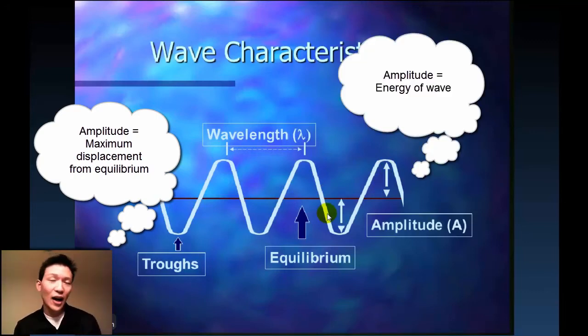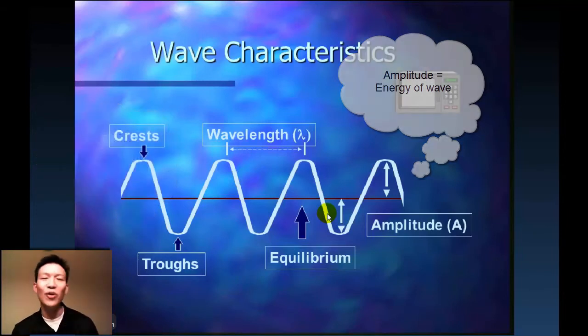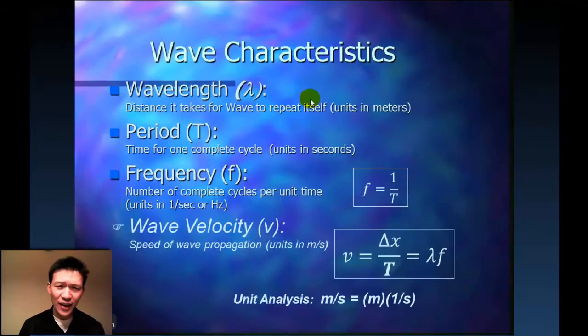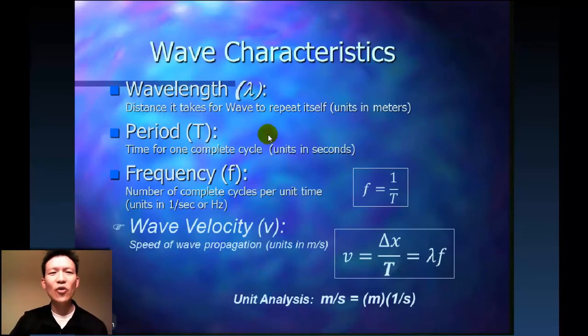So obviously, if you're surfing, you try to hit big waves, like in Maui. So the amplitude is a way to measure the wave's energy. Now we can define these wave characteristics with a couple of standard symbols and then tie in some basic equations.